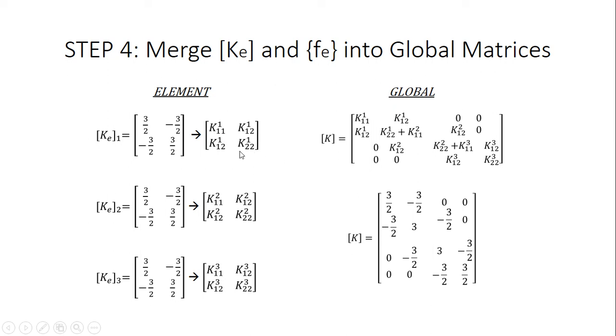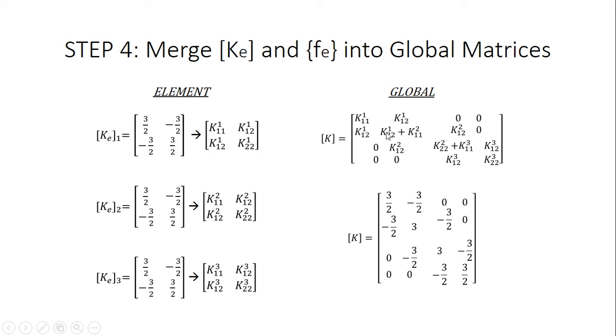You do the same thing, same format for element 2, so the only difference is our superscript is a 2. And the same thing for element 3, except our superscript in this case is a 3. So we are going to then merge these 3 matrices into a global matrix. And so you'll notice this right here is our element 1 stiffness matrix. This right here is our element 2 stiffness matrix, and this right here is our element 3 stiffness matrix.